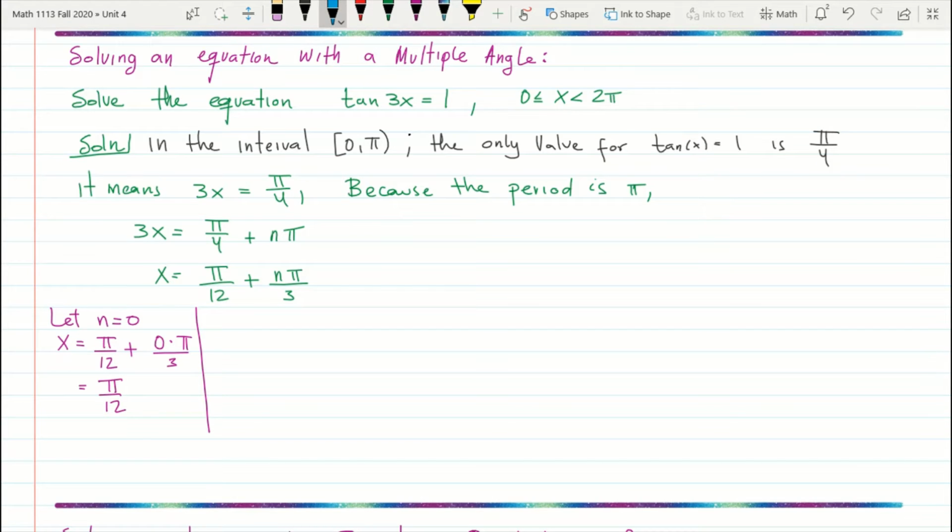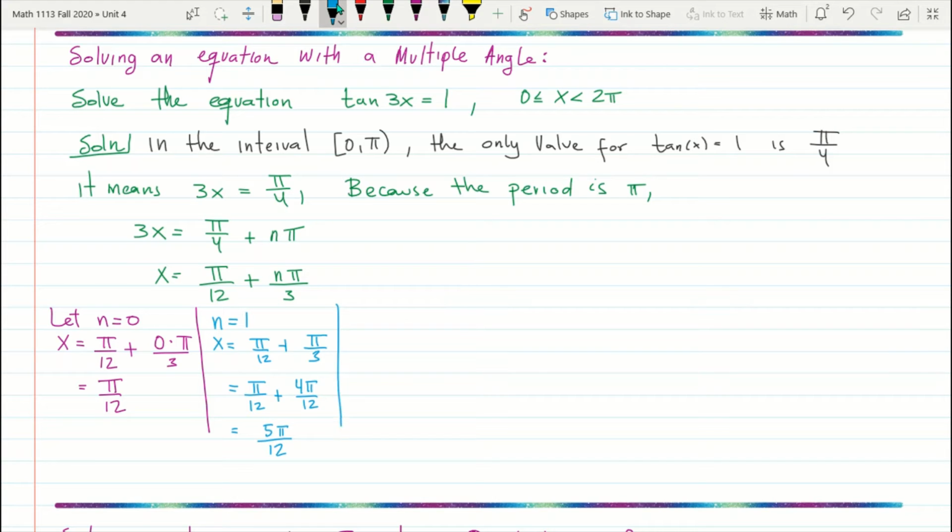Then, if we let n equal 1, that's too difficult to see or to write with. So n equals 1, then we have x is equal to pi over 12 plus pi over 3. So how do we put that together? Pi over 12 plus, multiply both top and bottom by 4. So we get 4 pi over 12, and that is equal to 5 pi over 12. Okay?